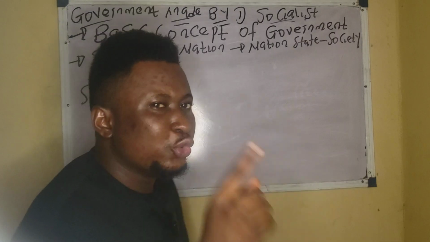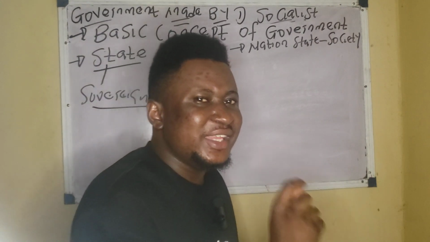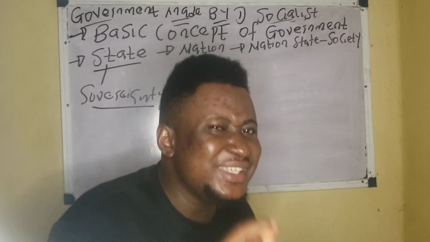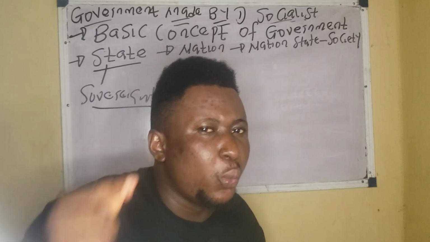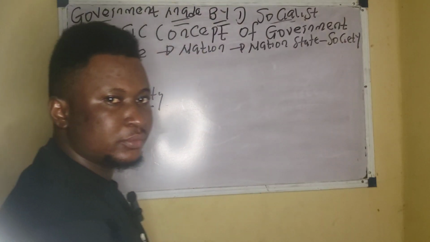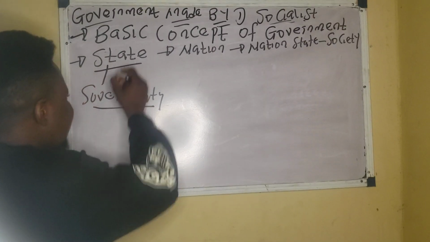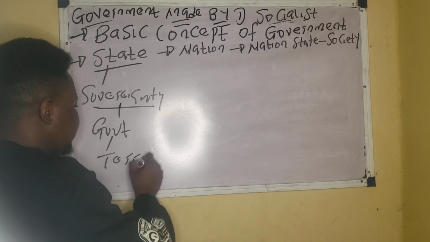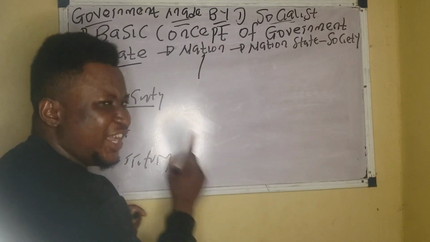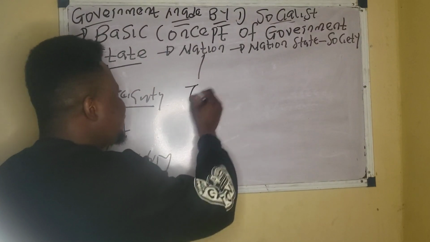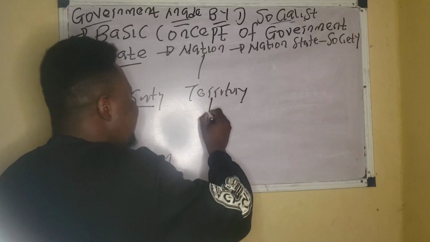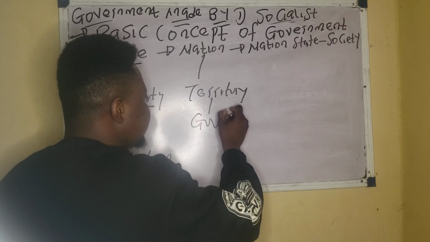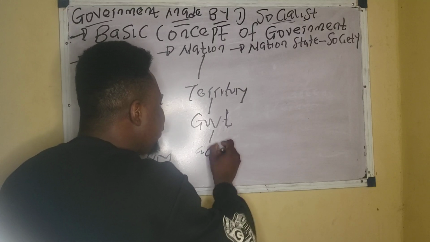But what is a nation? A nation can be defined as a homogeneous group of people living in a particular geographical territory with government but lacking sovereignty. Let me show you something here. A state has sovereignty, a state has government, a state has territory. A nation has territory. A nation has government. But a nation lacks sovereignty.